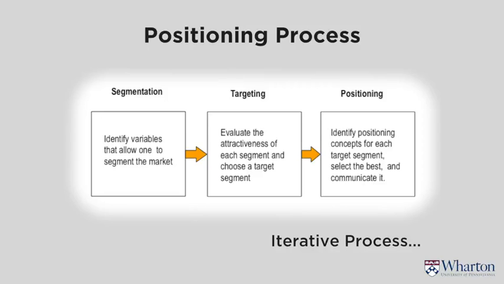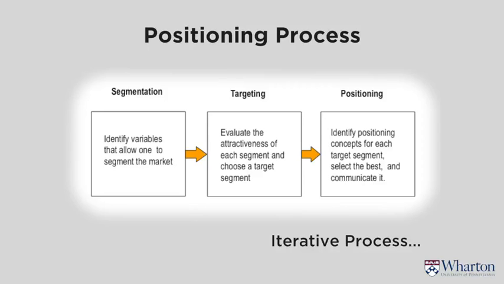So the positioning process says you start with segmentation, the S of STP. Segmentation says that you identify variables that allow one to segment the market. Okay? So we're going to figure out different schemes for how to break up the market into different market segments. The second part, the T, is targeting. You evaluate the attractiveness of each of these segments, and you choose a segment to target.